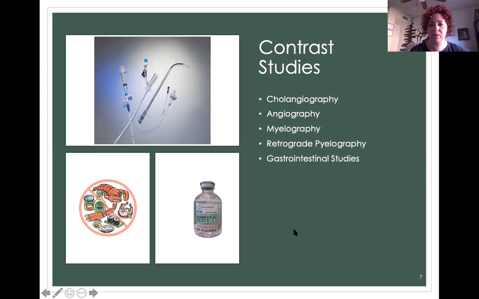Awesome. Any other questions or comments about contrast studies? Contrast dye is super sticky. It's weird stuff.